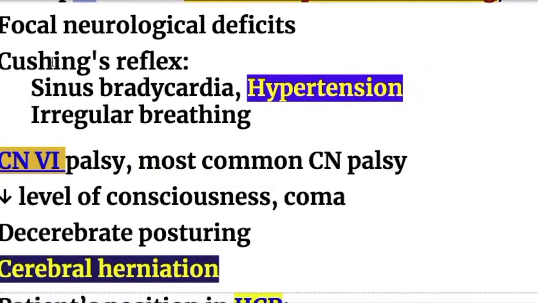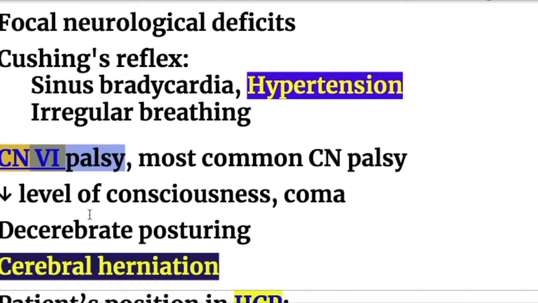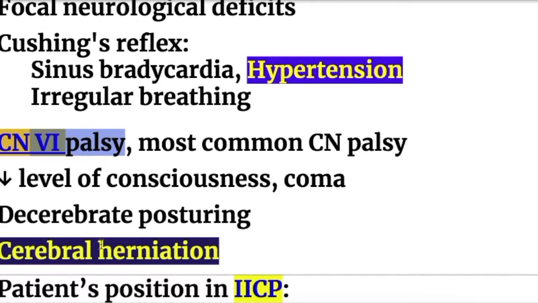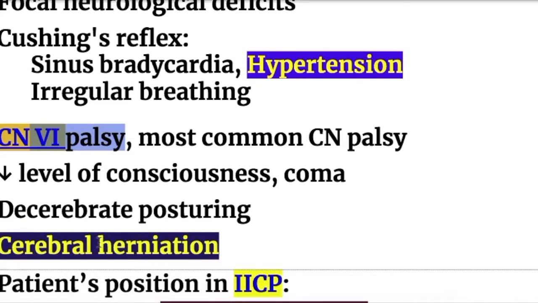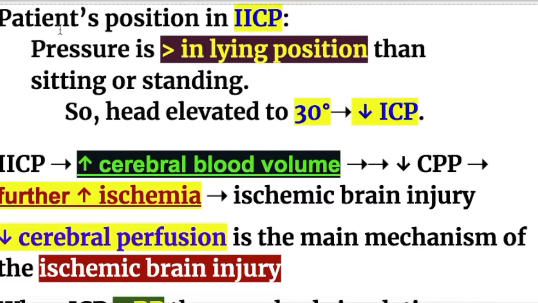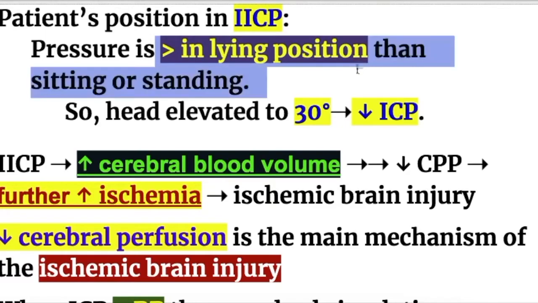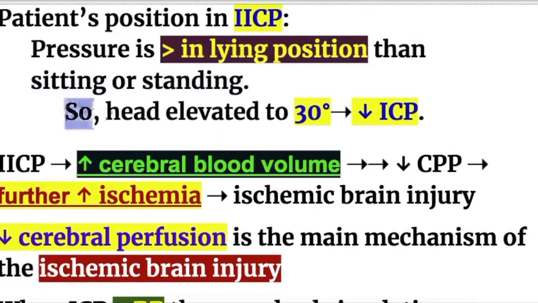Focal neurological features: bradycardia, hypertension, abducent nerve palsy most common, decreased consciousness, decerebrate posturing, and cerebral herniation leading to respiratory arrest. So now, what should be the position of the patient in increased intracranial pressure? Pressure is more in lying position than in sitting or standing position. So the head should be elevated to 30 degrees. That will decrease the intracranial pressure.